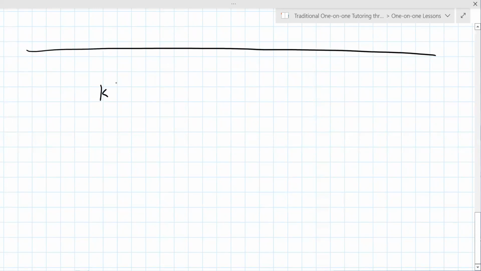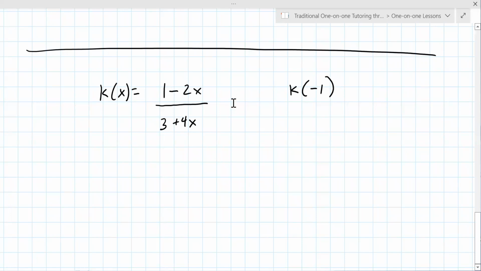Let's say k of x equals 1 minus 2x over 3 plus 4x. And I want you to find k of -1. -1. It's not 1, it's -1.